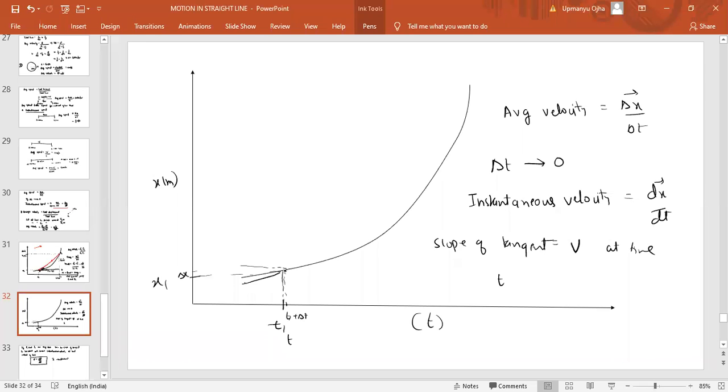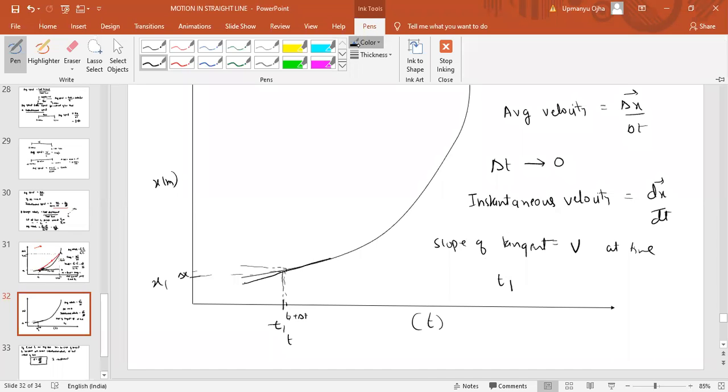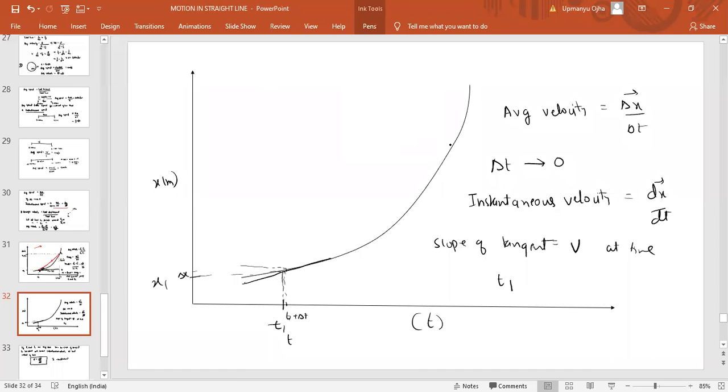Okay, that secant will become tangent to the curve, and the slope of that tangent will give us the instantaneous velocity. So instantaneous velocity is the slope of the tangent at time t1. Similarly, if I have to find it for t2, I have to bring this time interval close to t2. Then I can find the velocity of the particle at time t2.